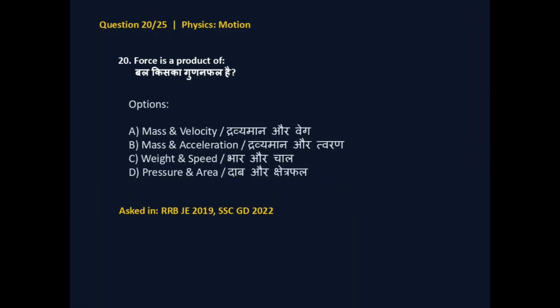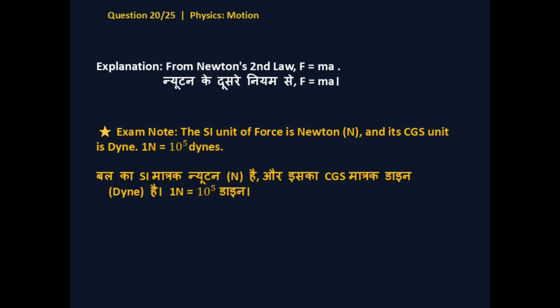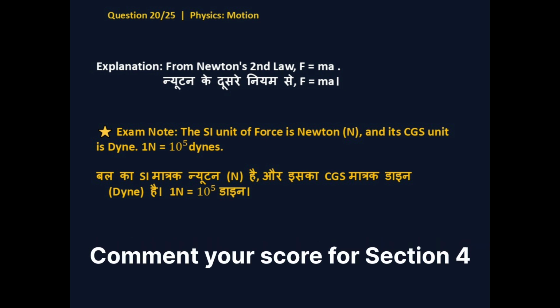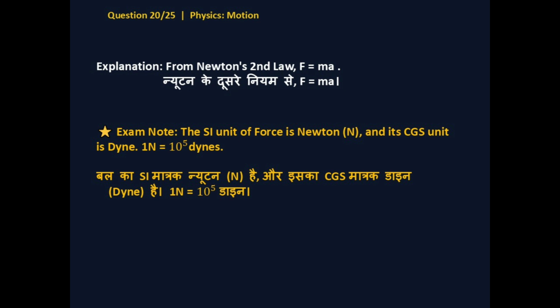Question number 20. Force is a product of. Answer is option B, mass and acceleration, because from Newton's second law, F = ma. So here comes an exam note. The SI unit of force is Newton and the CGS unit is dyne. 1 Newton is equal to 10 to the power 5 dynes.